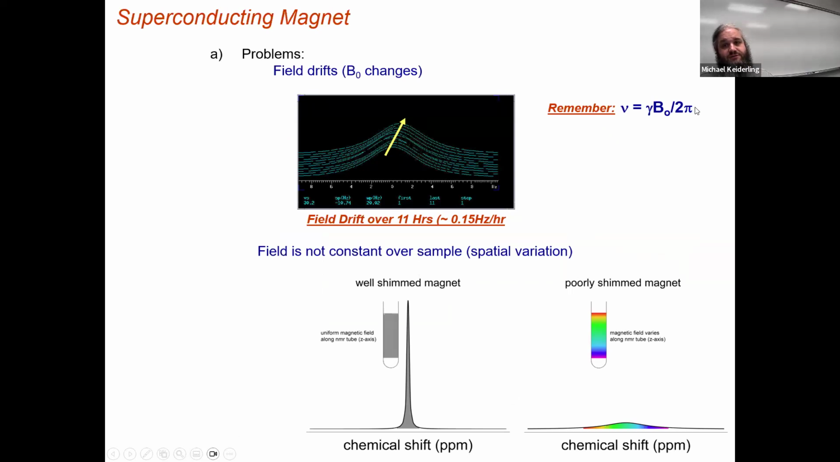So, some problems. The field drifts. B0 will change. There also could be an issue where the field is not constant over the sample. A well-shimmed magnet has a uniform magnetic field along the length of the sample. A poorly shimmed magnet has a varying magnetic field across the sample, and so the chemical shift ends up wider. You get a much wider peak. So you constantly have to shim. Our instrument, for example, is set up so that whenever it's sitting around doing nothing, it's constantly auto shimming and getting this chemical shift as tight as possible, as long as someone remembered to put it on standby.